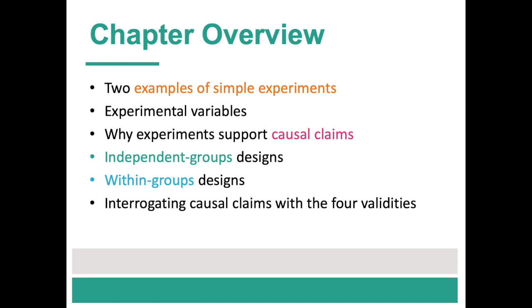We'll define what an experimental variable is and the different types. Importantly, we'll talk about why they support causal claims. And then we'll go into some designs, both independent groups and within groups designs. And then at the end, we'll talk about the four validities like we've done with many of our research approaches.